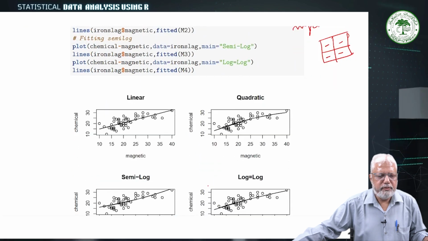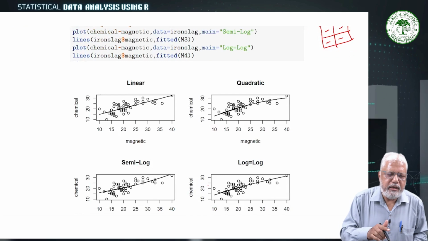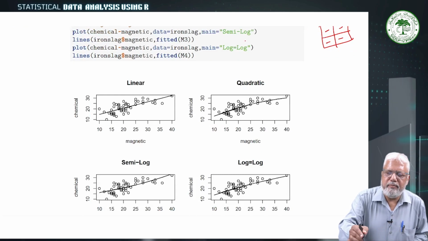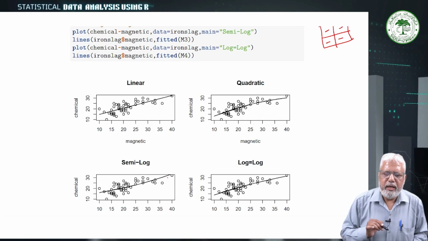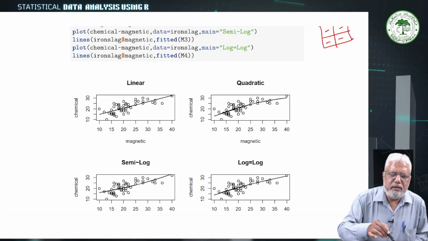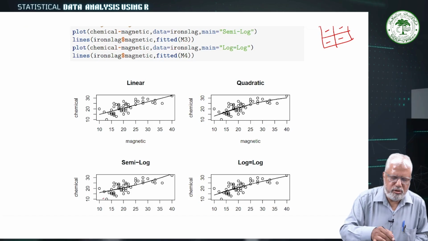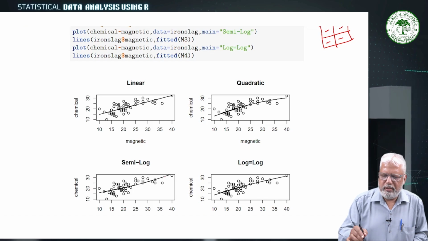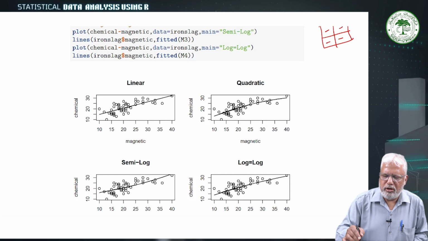We will again come here and plot chemical versus magnetic, data is equal to iron slag, main is equal to semi-log. It will generate the scatter diagram, and then we are adding lines, iron slag, magnetic, on the x axis, and on the y axis it is fitted M3. This is the fitted line using model M3, and then the log-log model. It is not log, it is the log model.